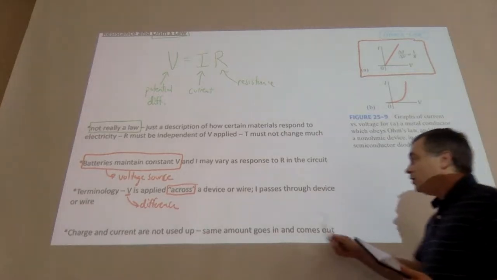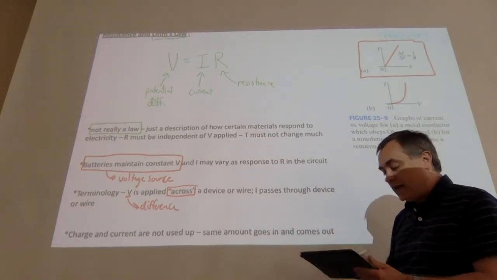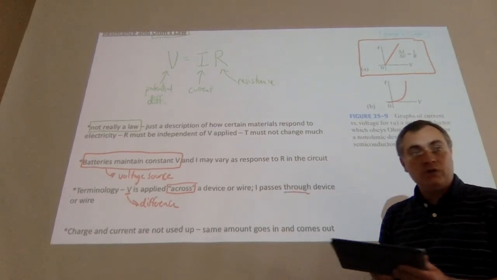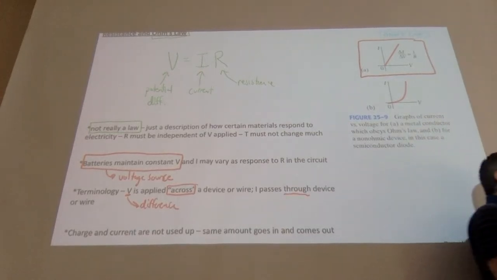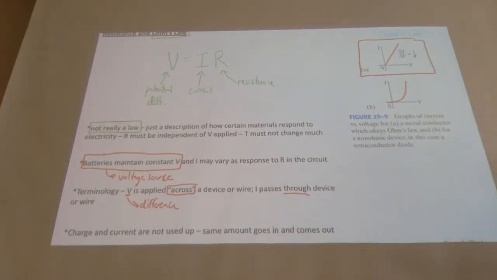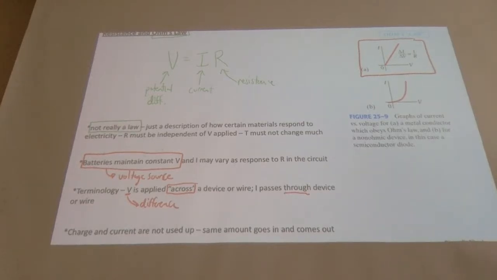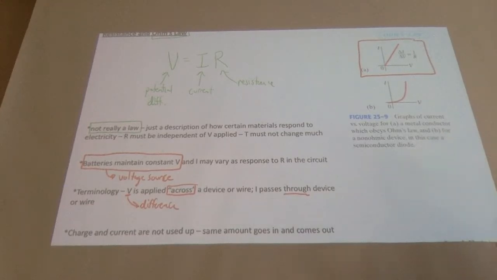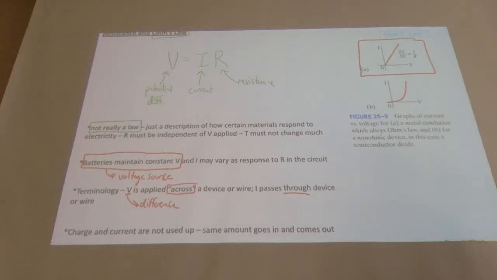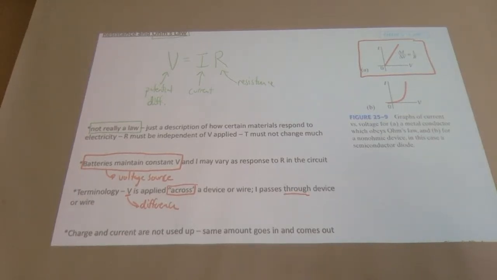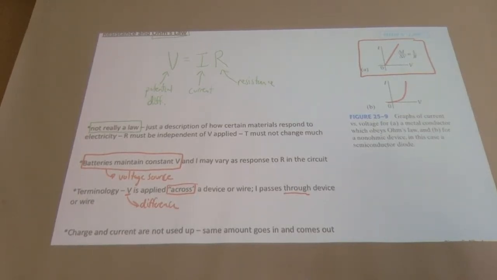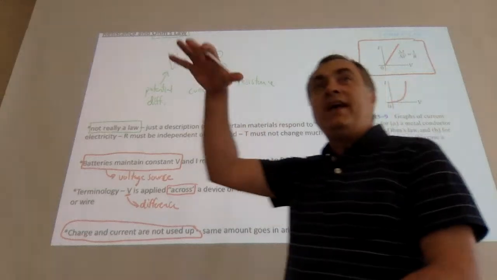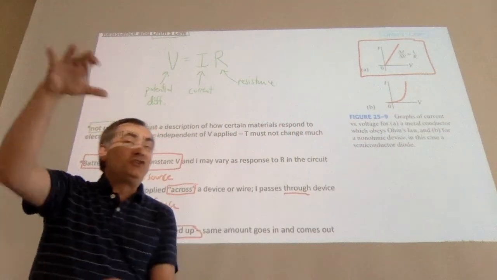On the other hand, we will talk about current as passing through different things. So voltage is across things because it's a difference. Current literally goes through parts of the circuit, and we'll talk about how much current is passing through different things in the circuit. And then finally, please don't get confused thinking a battery is like a water tank and it's full of charge.